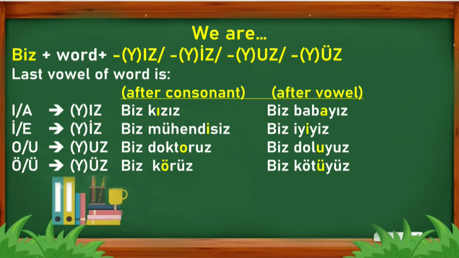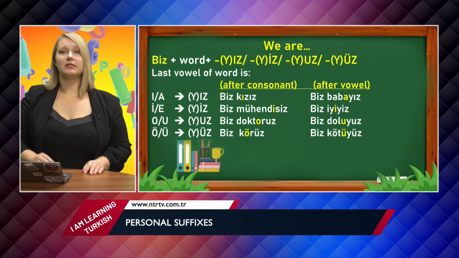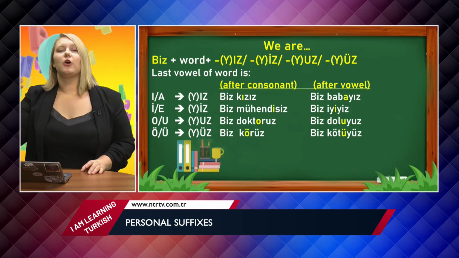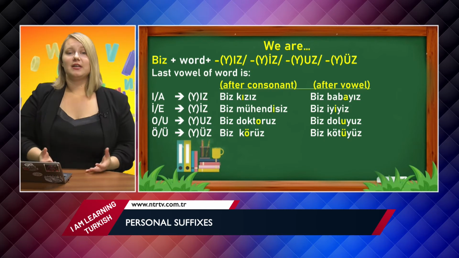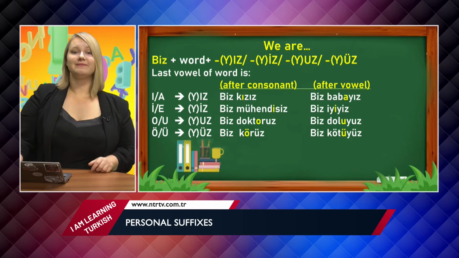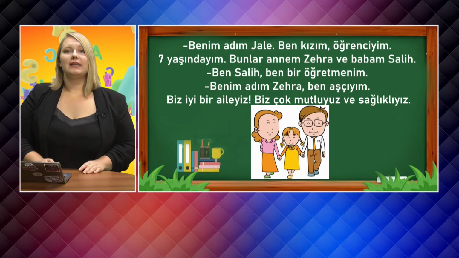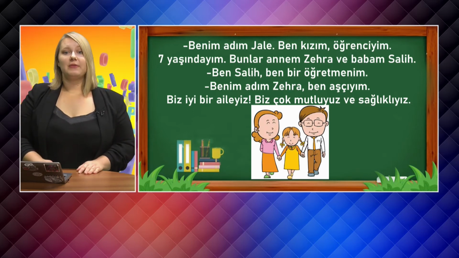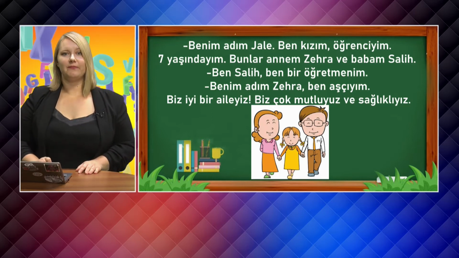Just pay attention not to add lar or ler to those words, because in English we do it, as in we are, for example, doctors. We don't need it because if it's we, we already understand that we can't be just one doctor. It's logical. Then let's see a story about one little girl named Jale and learn about her family with some words we already know, but with new grammar.